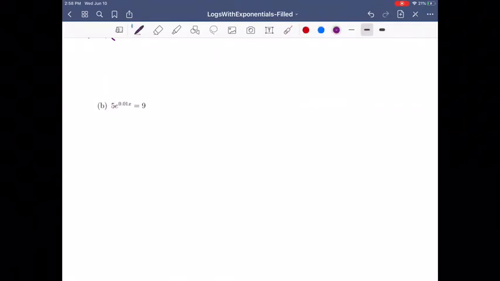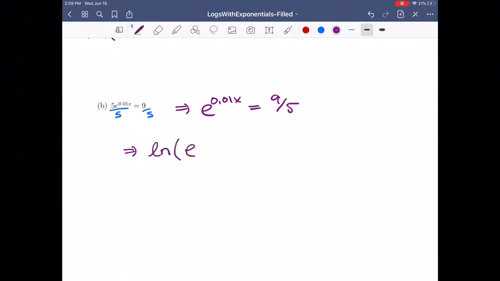So what I want to do first is move the 5 over. So I'm going to divide both sides by 5. And that's going to give me e to the 0.01x equals 9 over 5. Okay, so it's smart to solve for the exponential before you take the log of both sides. Okay, so now I can take the ln of both sides.